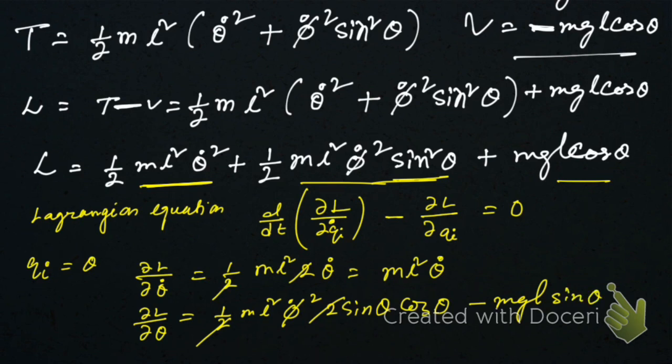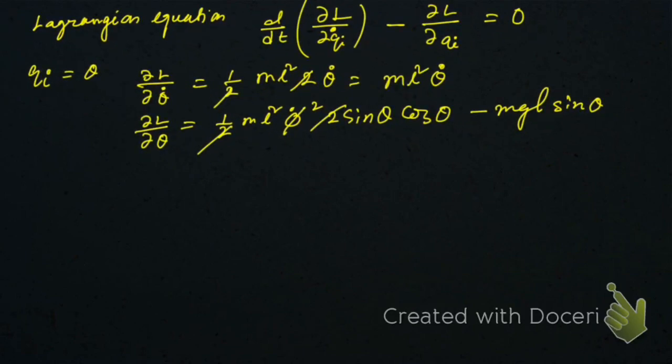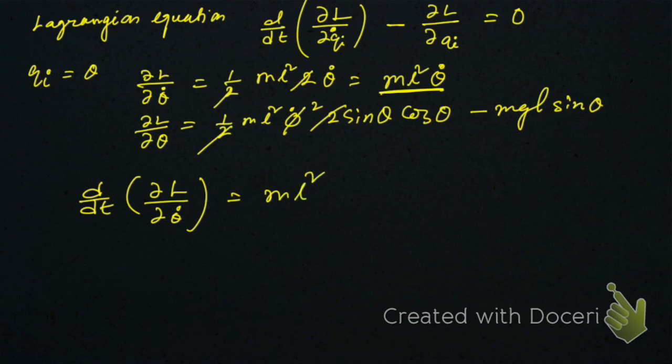So let's go to the next slide. Here you can see these are the results we have got. Now let me find the time derivative of del L by del theta dot. If you differentiate it with respect to time t, then you will get m L square theta double dot. That's it, right? So now using these results in the above equation, let me write this as equation number 1, using these results in 1.